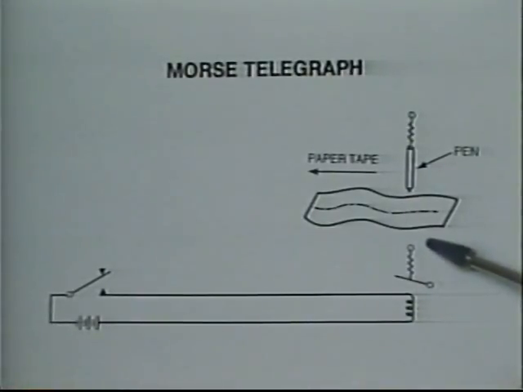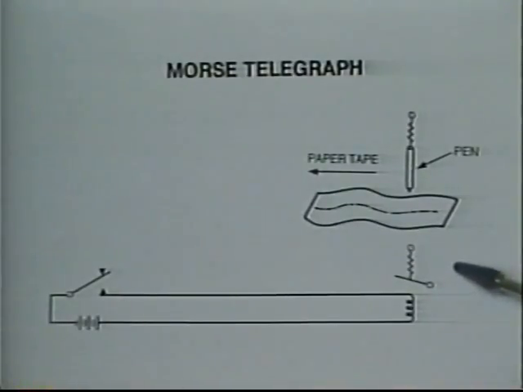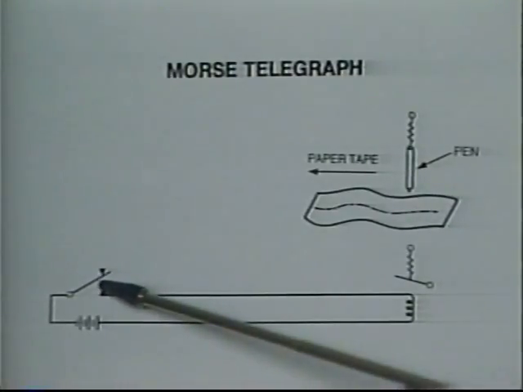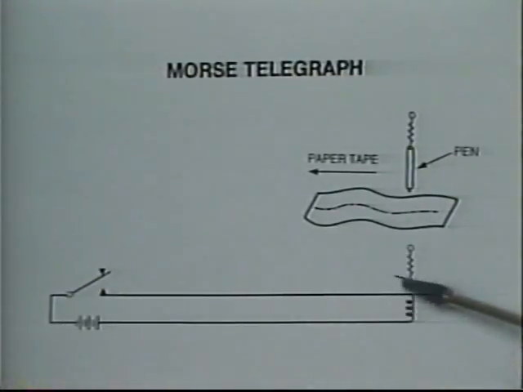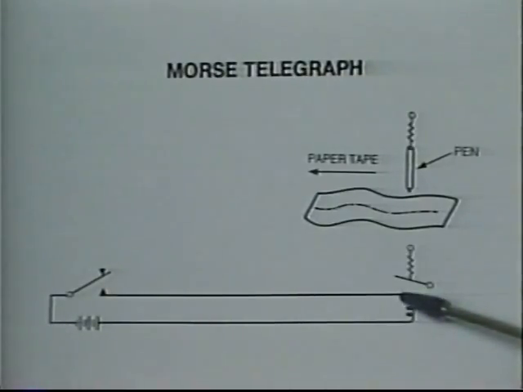Rather than a sounder at the receiving end, there was a paper strip controlled by a clockwork mechanism. The paper strip moved continuously underneath a pen. Whenever the key was closed, current flowed through the circuit and a magnet drew the pen down so that it made a mark on the paper. Depending on how long the pen was down, the mark was either a dot or a dash. When the key was opened, current stopped flowing through the line, the pen moved up and a space was made on the paper.